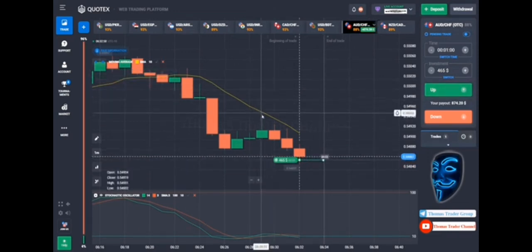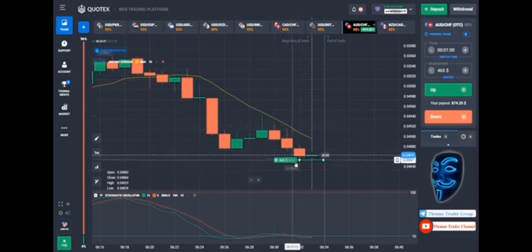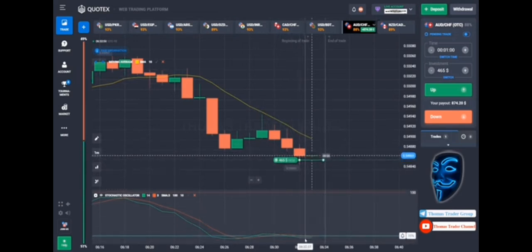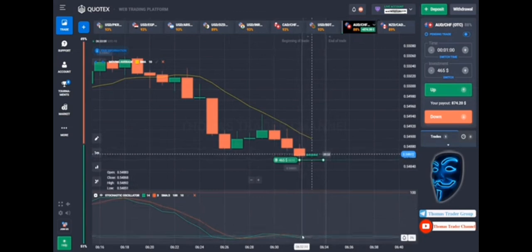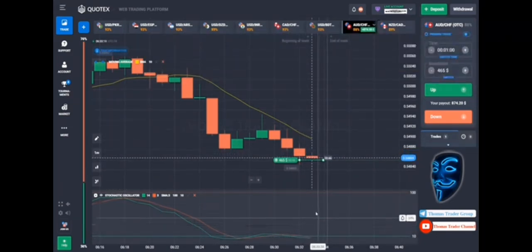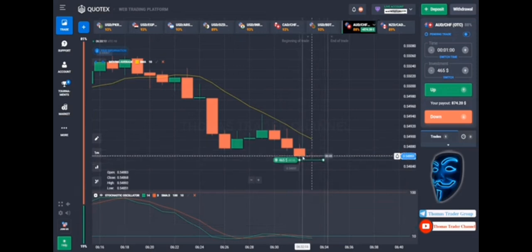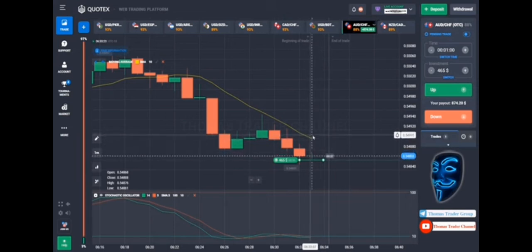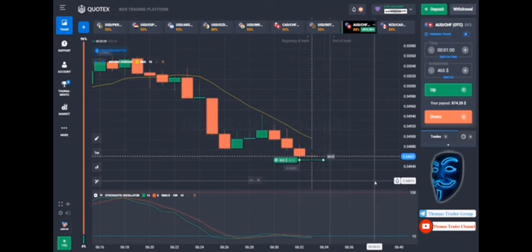As you can see, the market is going bearish, but the market has already touched the oversold area. When the market touches the oversold area, the market will make a rebound, and the market will make another correction to the moving average line before it continues the bearish trend. Let's brave it and let's wait till the end of our trade.